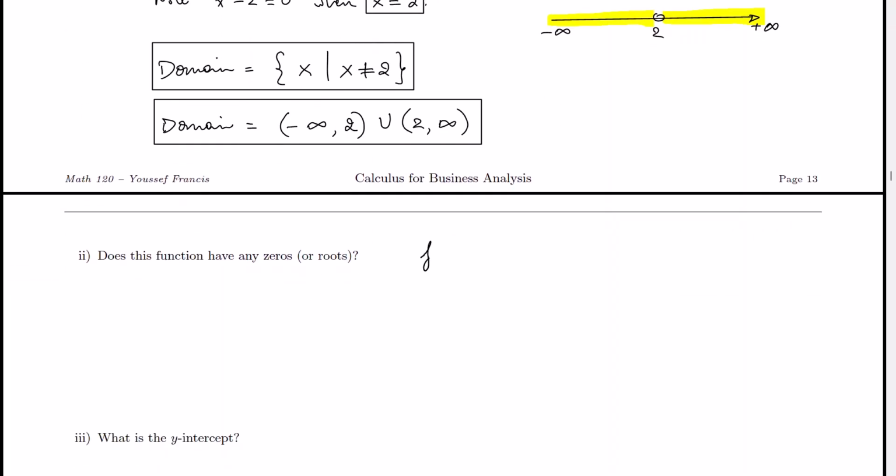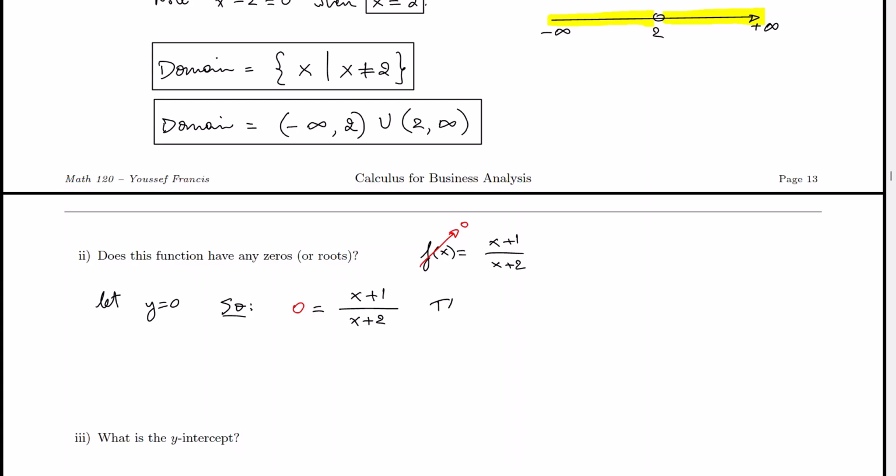So the function f of x, which is x plus 1 divided by x plus 2, does it have any zeros? Remember, the zeros are basically the values for which y becomes equal to 0. So we're going to let y be equal to 0. Technically, y is f of x, so this is going to become 0. So we need to solve 0 equals x plus 1 divided by x plus 2.